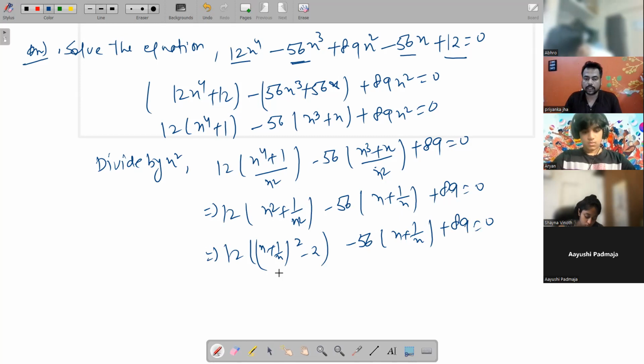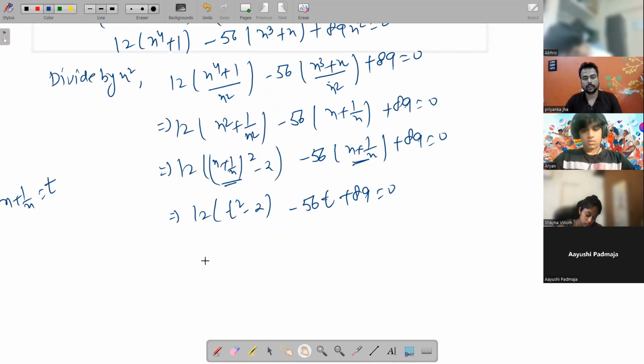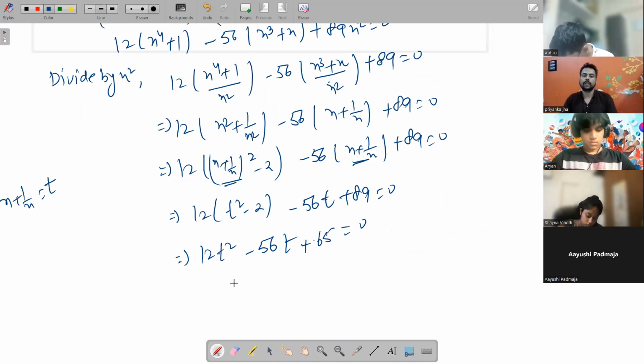Now you can see you have the term x plus 1 by x. So replace this by some other variable, t. So this is 12 t square minus 2 minus 56 t plus 89 equal to 0. Here 12 t square minus 56 t minus 24 plus 89, that is 65 equal to 0. Right. Factorize this.